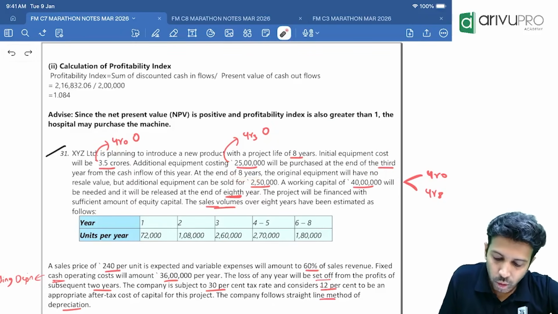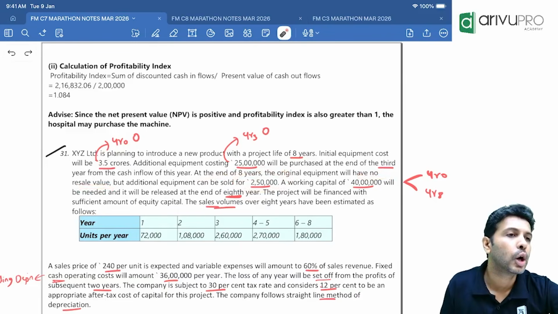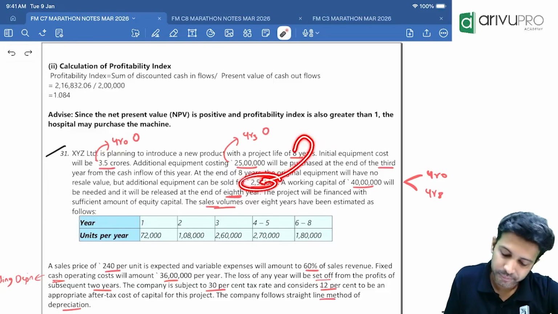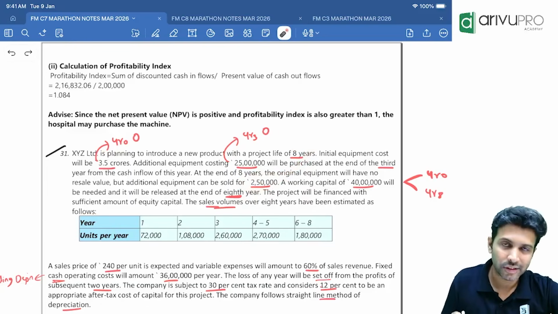At the end of the project, original equipment has no salvage value, no resale value. Additional equipment can be sold for 250. So what is this? Salvage value. When will you get it? Now or in the 8th year? 8th year. Every year or once? Once. That too in the 8th year.